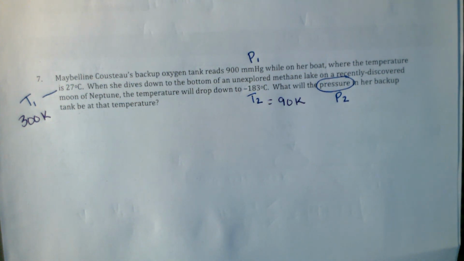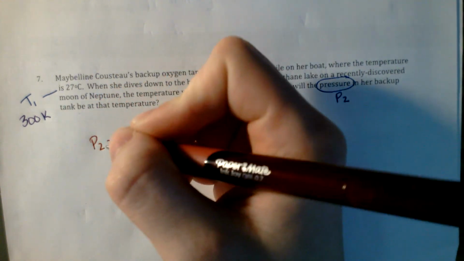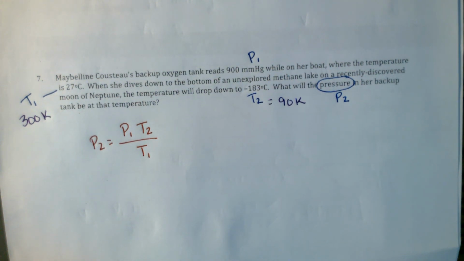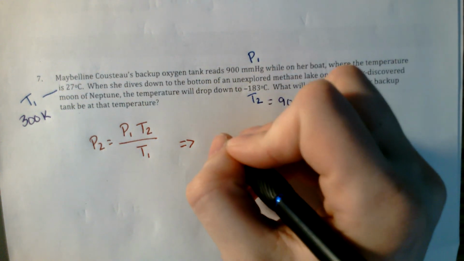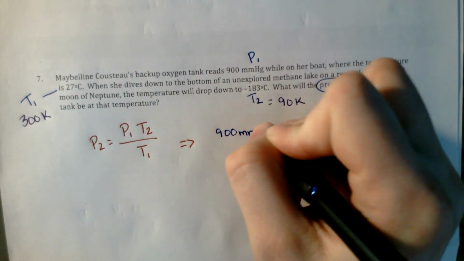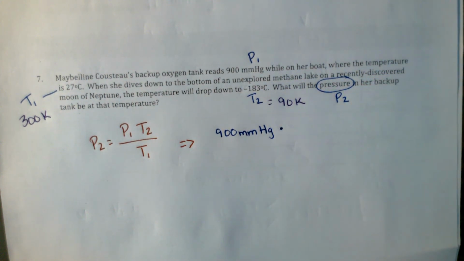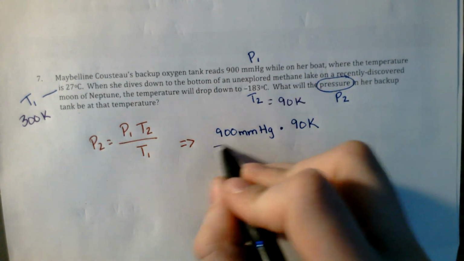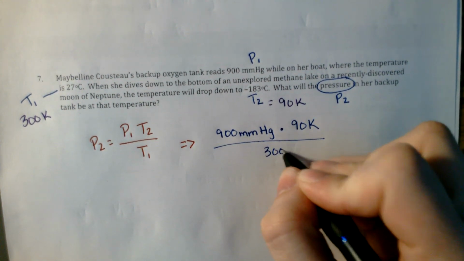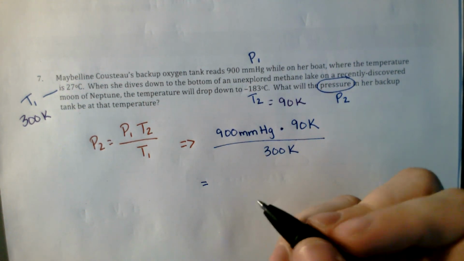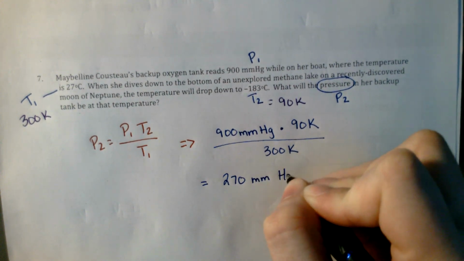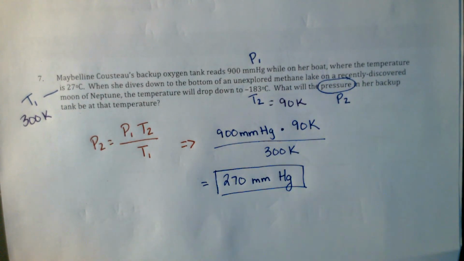The equation that we're going to use for this one is pressure 2 is equal to pressure 1 times temperature 2 over temperature 1. So when we plug in our values on this one, we have our pressure 1, which is 900 millimeters of mercury. And we're going to multiply that times our temperature 2, which is 90 Kelvin. And we're going to divide that by our 300 Kelvin, which is our temperature 1. When we do our division, we get 270 millimeters of mercury for the answer.